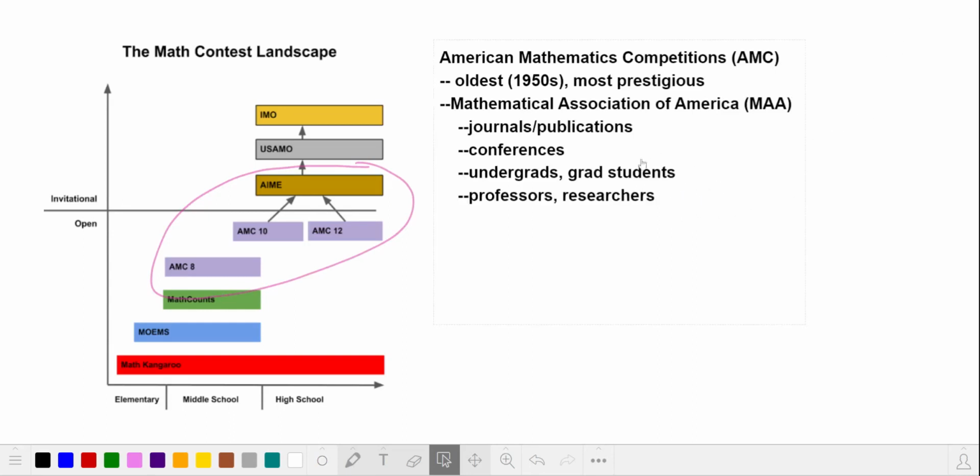The MAA also publishes journals and books. They hold conferences. They support undergraduate math majors, grad students, professors, and other researchers. So you can see that the MAA really has a full plate of activities in addition to the AMC. Let's start with the AMC 8.